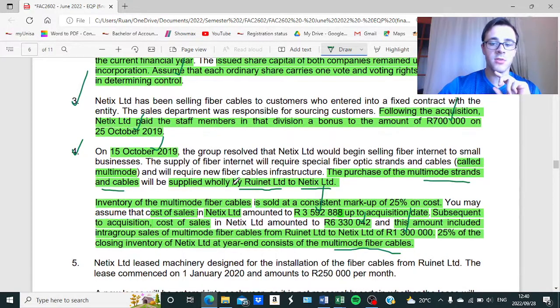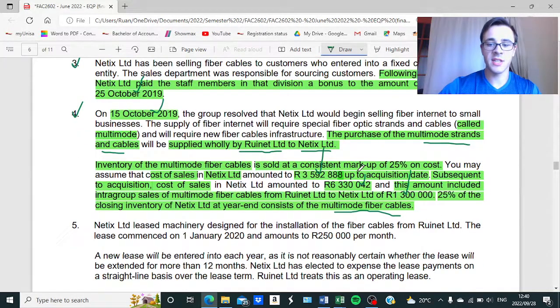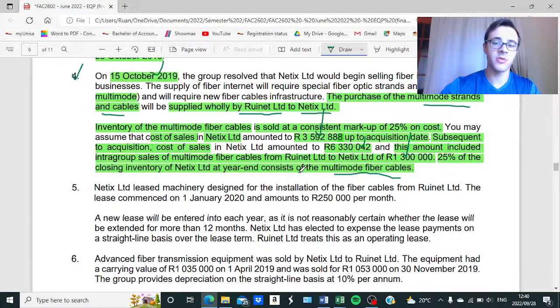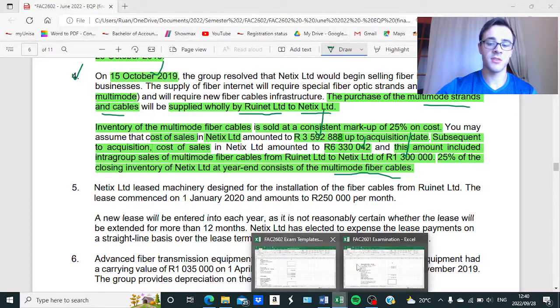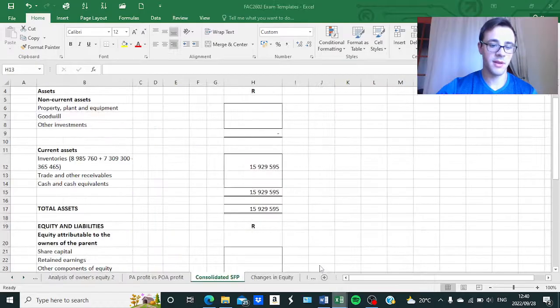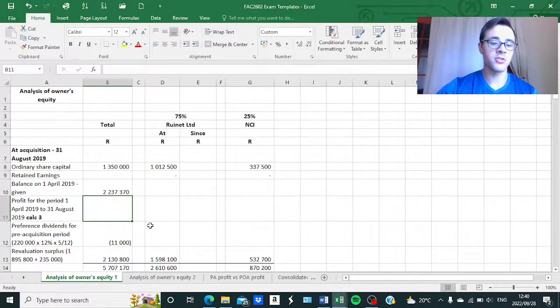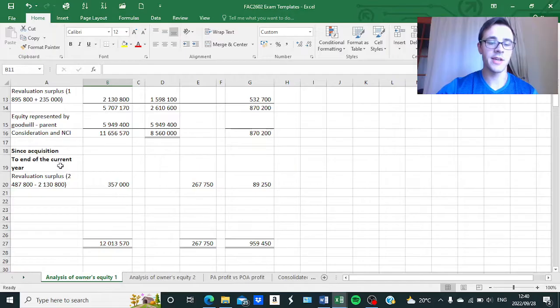Okay, so we have dealt with intergroup sales, we have eliminated that. We have apportioned cost of sales between the pre and post-acquisition periods. We have eliminated intergroup sales, and we have eliminated the unrealized profit included in closing inventory. A question that you might be asking is, why do we not adjust the analysis of owner's equity? So in other words, why do we not show the unrealized profit here?